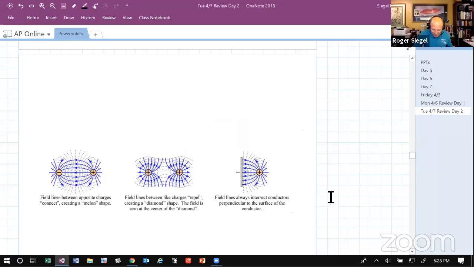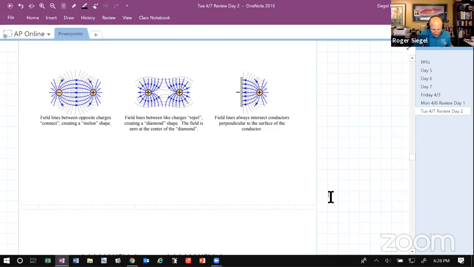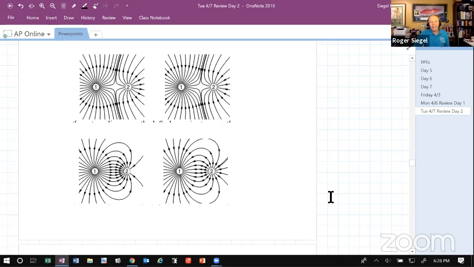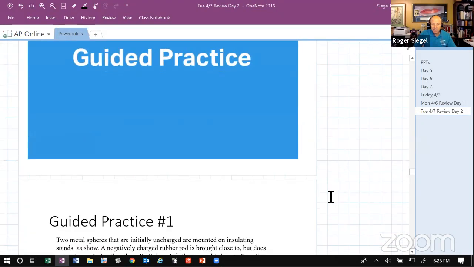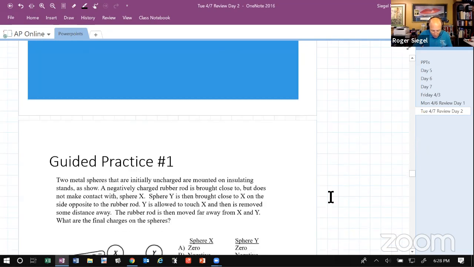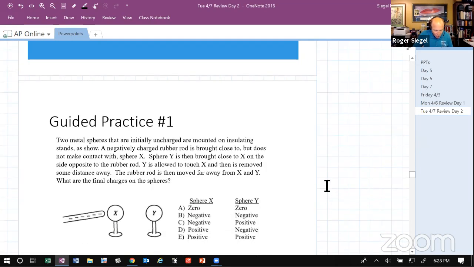I'm going to start sharing my screen. Don't want to make that mistake. And so I'm going to be working in OneNote here. And so we just got through looking at the electric field lines. Now, I love being able to look at these concepts and compare them with the gravitational field. We'll talk about that more later.